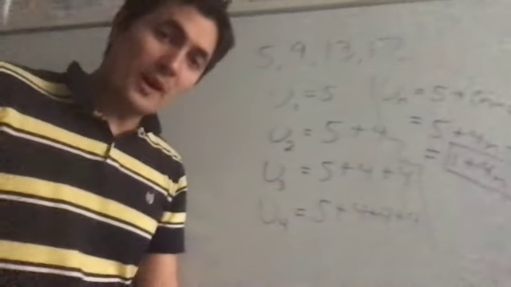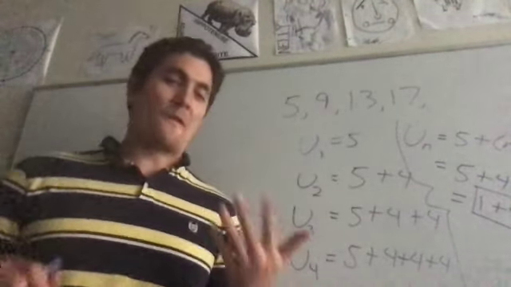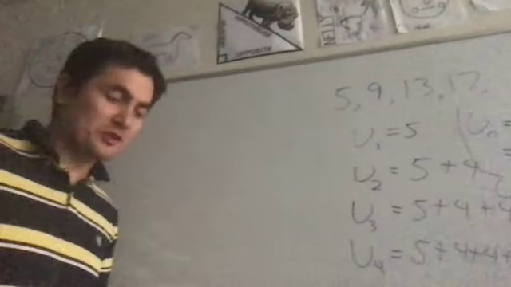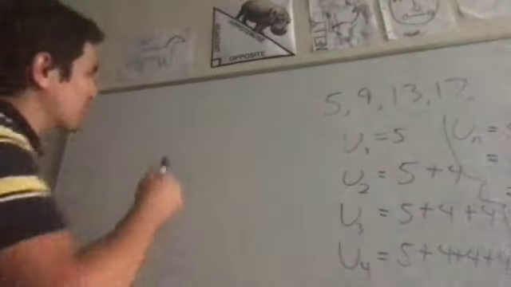Well, one way to do it is to just start counting 5 plus 4 plus 4 plus 4 plus 4 plus 4 plus 4 plus 4 plus 4 plus 4 plus 4 and see if you ever hit 116. That's the hard way to do it.